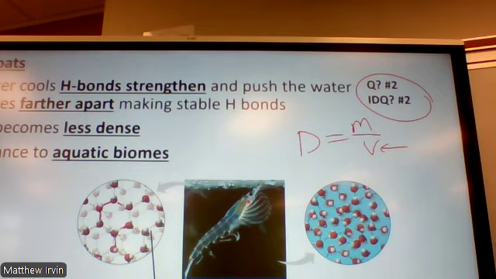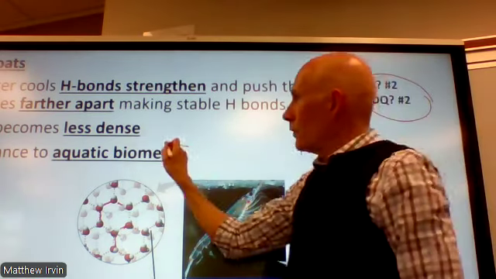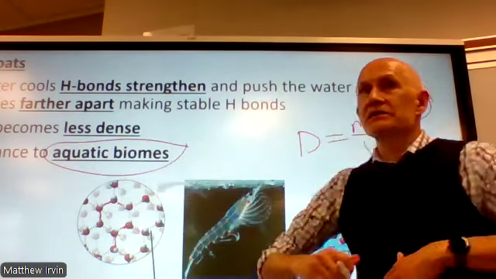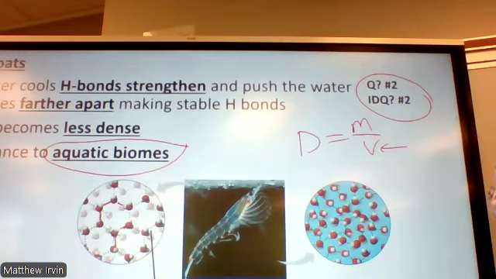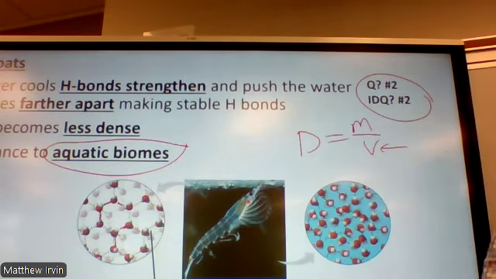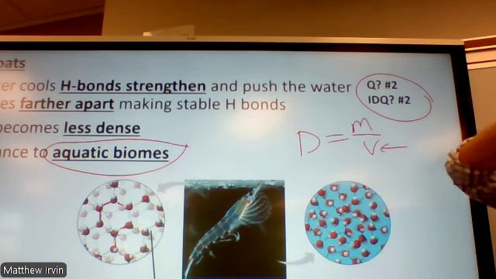Why is that important? This is important for aquatic biomes because that keeps the lakes and the ponds from freezing solid, keeps the oceans from freezing solid. And so you have liquid water underneath so that the organisms can stay alive. Otherwise, you would have a lot of dead fish.